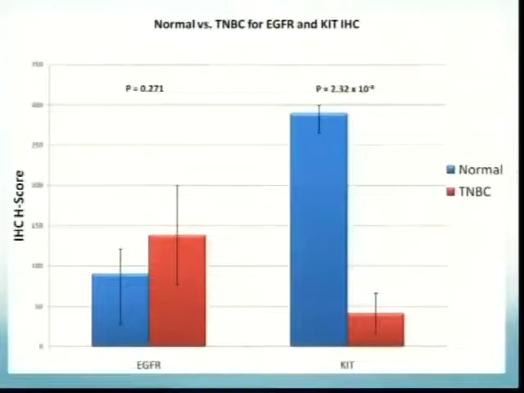We had antibodies for EGFR and KIT. There's no good antibody for PARP yet, but EGFR not differentially expressed, p-value insignificant between each other at the protein level, KIT significantly downregulated compared to normal. So at all three levels, RNA-seq, qPCR, and IHC, we confirmed those findings.